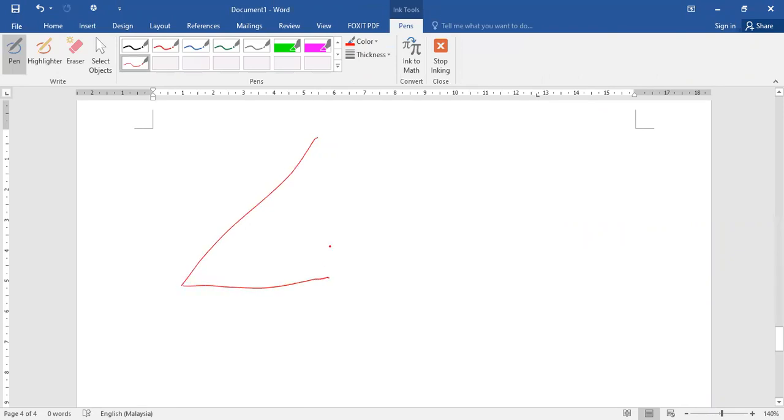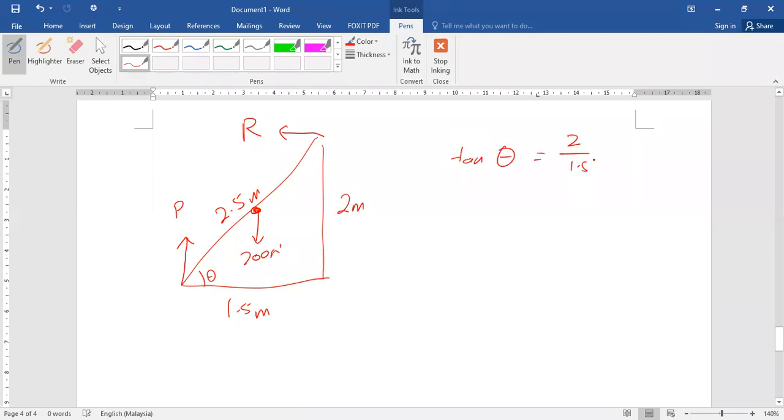Just now like that, right? The triangle like that. Given that this is 2 meter, 1.5 meter, and this will be 2.5 meter, and there is a force of 200 Newton, and this will be the P, and this is the R. First, find out an angle. So we can use sin cos tan. Now if I use tan delta equal to 2 over 1.5, what will be the angle? 2 over 1.5, shift tan, I still get 53.13 degree. Okay, so now this is not in the horizontal and vertical direction, right?